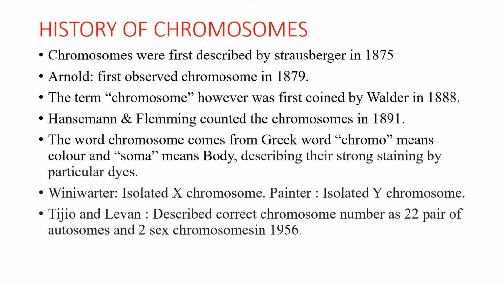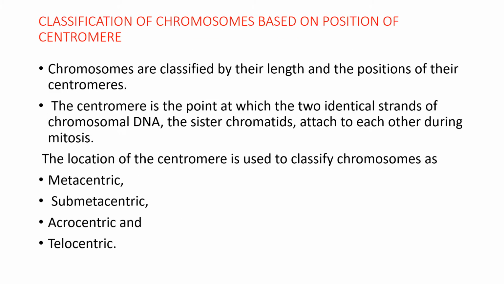The word chromosome comes from the Greek words chromo meaning color and soma meaning body, describing their strong staining by particular dyes. Winiwarter isolated the X chromosome, Painter isolated the Y chromosome, and Tjio and Levan described the correct number of chromosomes, that is 22 pairs of autosomes and 2 sex chromosomes, in 1956.